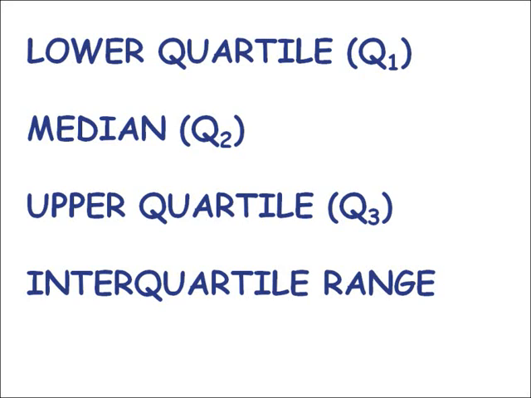The median splits the data into two equal halves. The quartiles, as the name suggests, split the data into quarters. There are three quartiles, and the median is the one in the middle. The other quartiles are called the lower quartile and the upper quartile. Sometimes the quartiles are written as Q1, Q2 and Q3 as shown. The interquartile range is the difference between the lower quartile and the upper quartile.